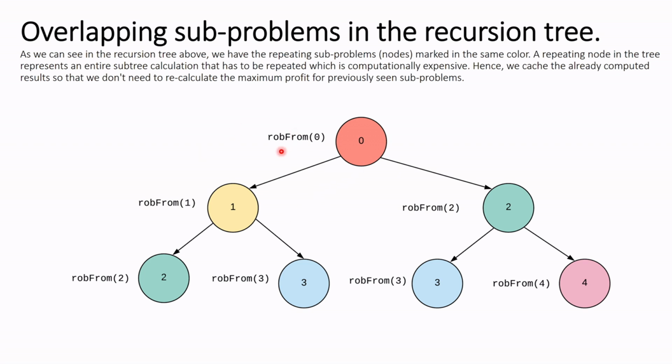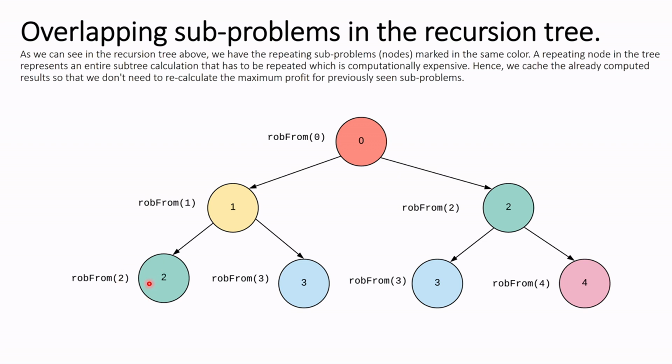So let's see, we are starting from 0, the first house, right? Rob from 0, then he can move to either 1 or 2, right? Either he wants to move next to rob from 1 or rob from 2, correct? If he is going to rob 1, he has two options now, either he will rob 2 or 3, right? Similarly for 2 we have 3 and 4. But if you see that he has traversed this node, if he has started from the first and then wants to go to 2 or 3, right?